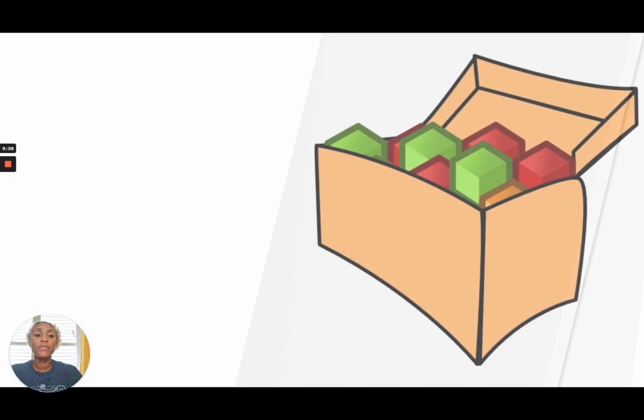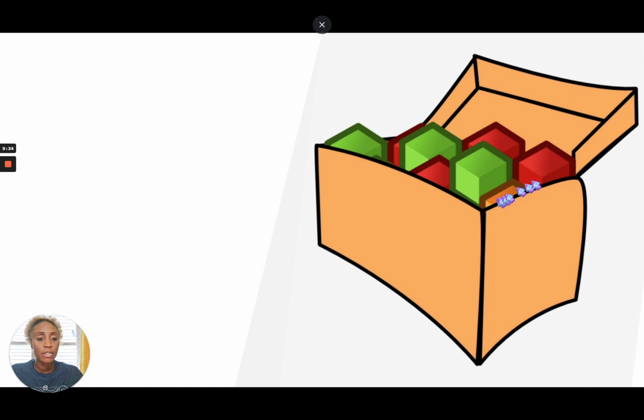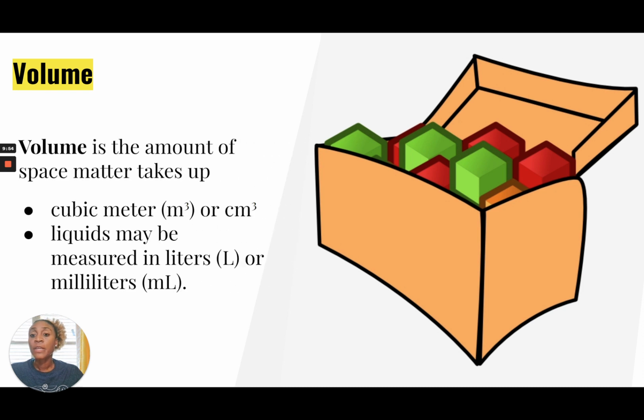All right, so let's look further now at volume. If we look inside this box, those green and orange and red cubes are filling up the space inside the box. What is that saying to you? The cubes are taking up all the space inside the box. That's the volume of the box. So volume, guys, is basically the amount of space an object takes up. Let me repeat that. Volume is the amount of space that an object takes up.